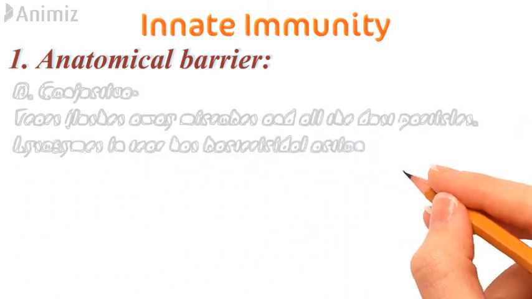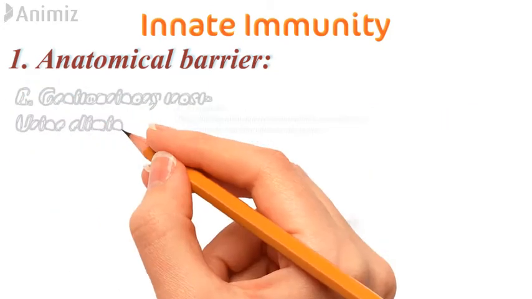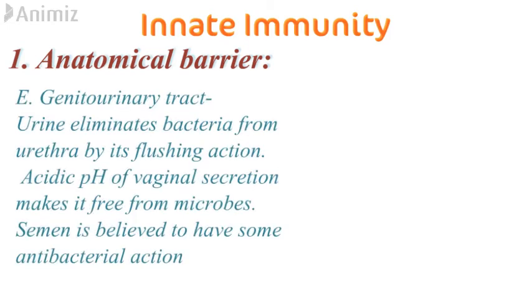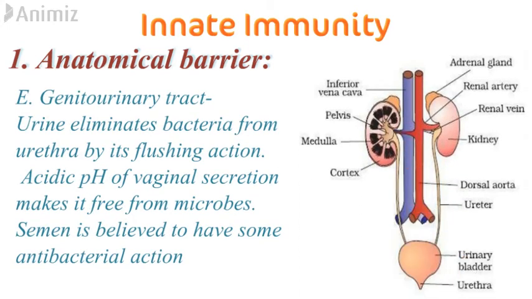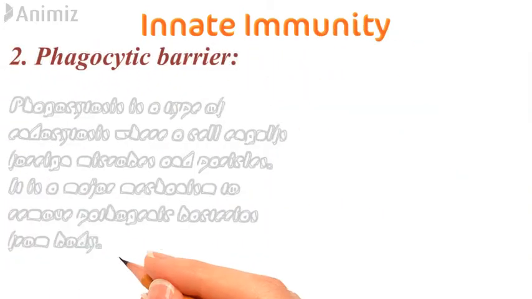pathogenic microbes. The next one is the conjunctiva, where the tears flush away microbes and all the dust particles, and lysozymes in tears have bactericidal action. The fifth barrier is the genitourinary tract, where the urine eliminates bacteria from the urethra by its flushing action. Acidic pH of vaginal secretion keeps it free from microbes, and in males, semen is believed to have some antibacterial action.